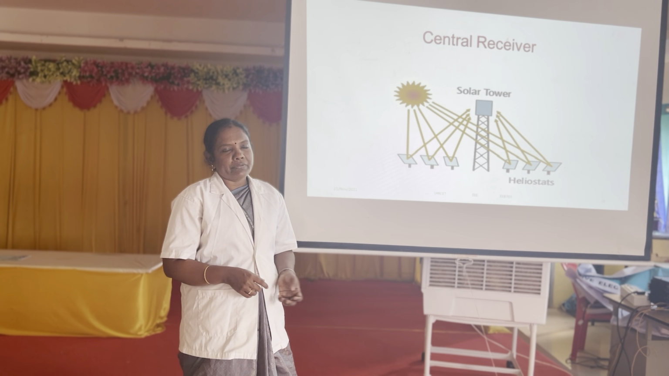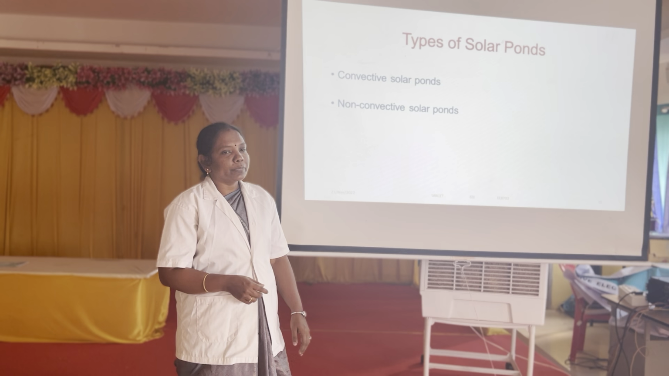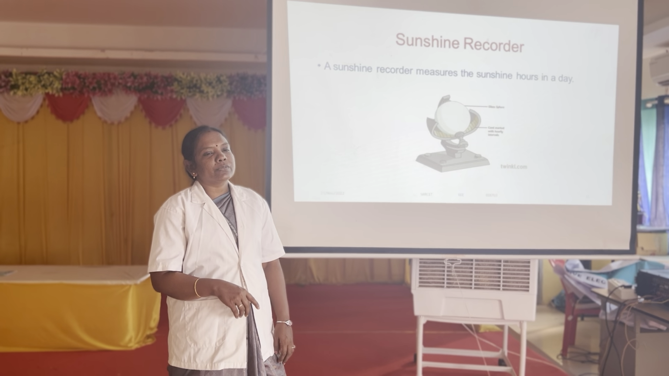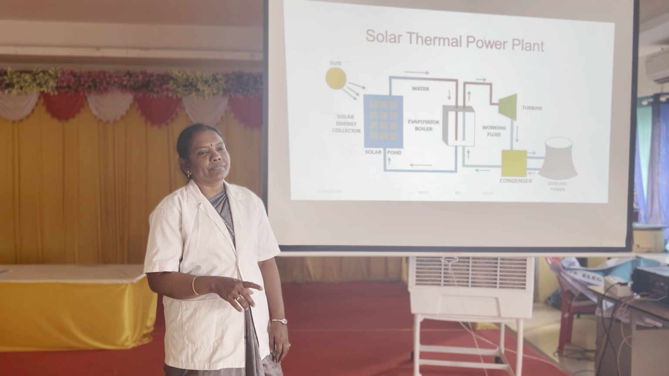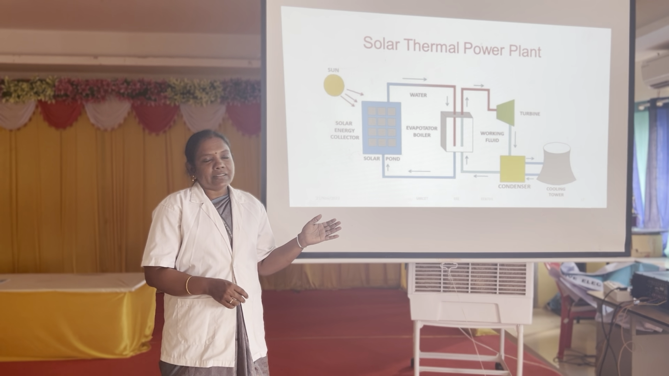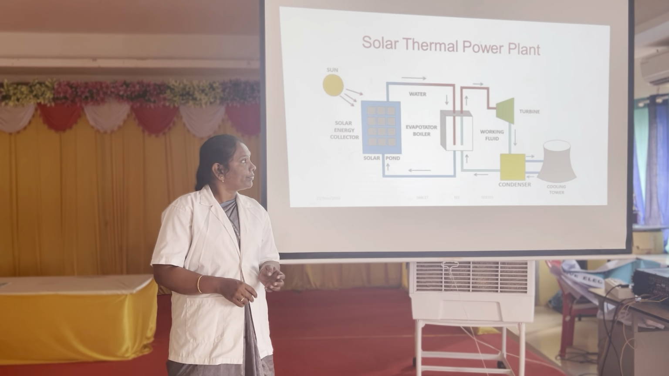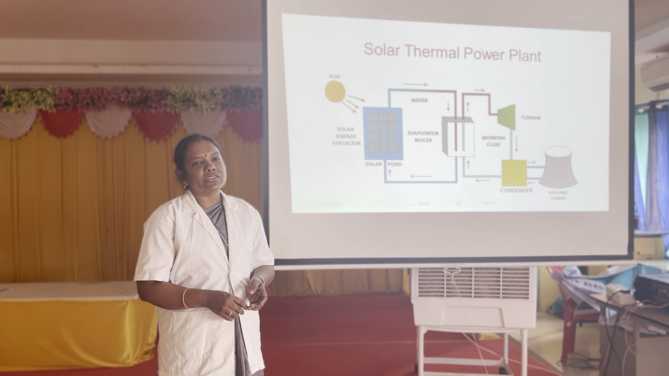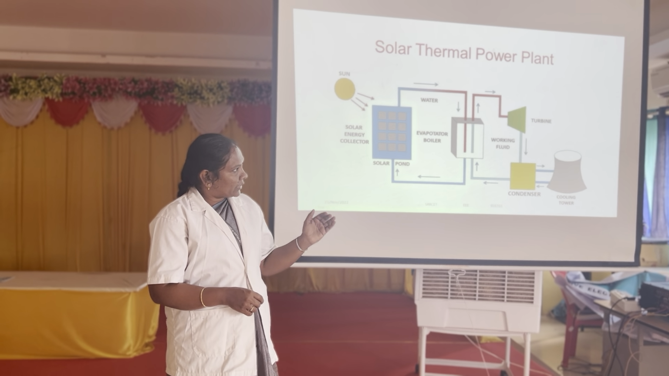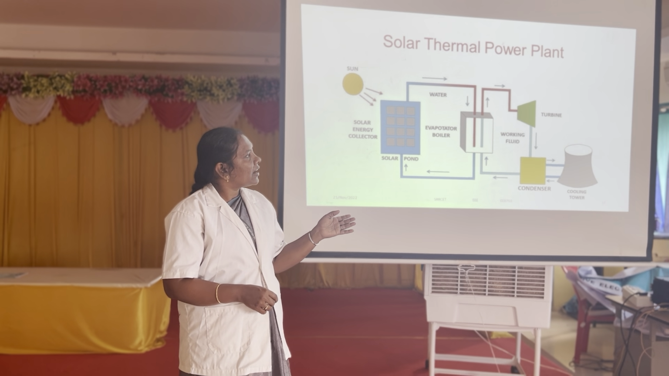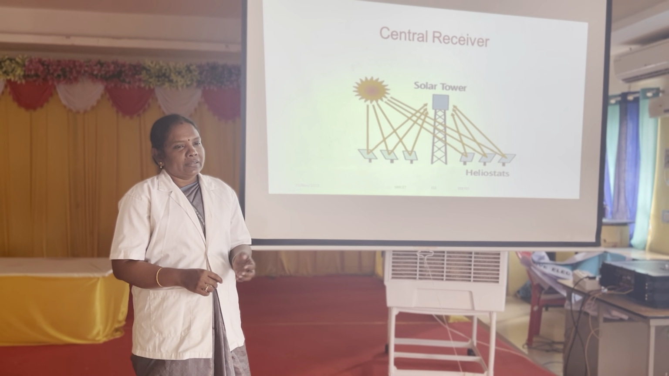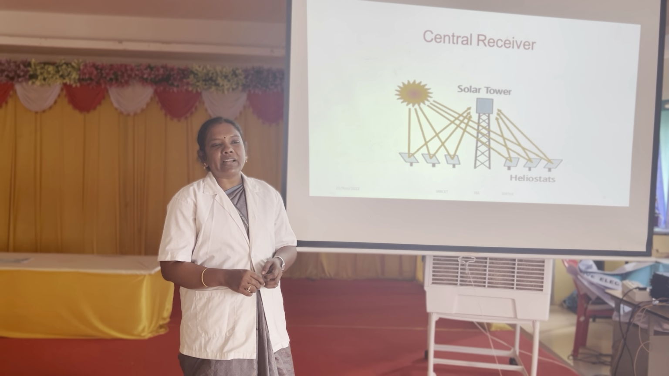The steam converts into mechanical energy. The turbine converts the mechanical energy into electrical energy. The water is recondensed and again used as a working fluid. Next one. This is a diagrammatic representation of solar collector.